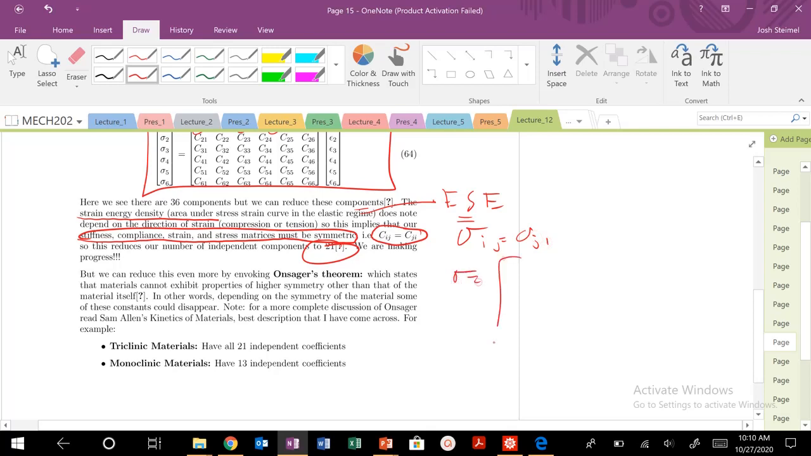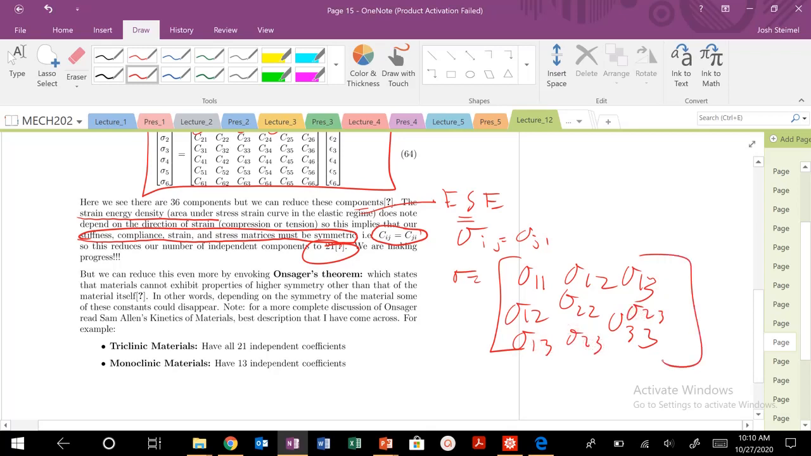When we looked at our second rank tensor, we said sigma 1,1, sigma 2,2, sigma 3,3, and that sigma 1,2 is equal to sigma 2,1, sigma 1,3. We're symmetric around that diagonal component. So if our matrices or tensors are symmetric, then we could reduce it down to 21 values. You could reduce even more, but you'd have to take a symmetry course.